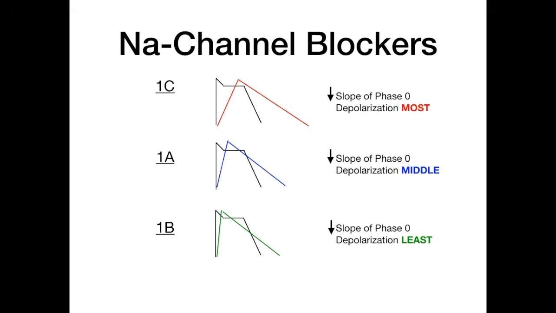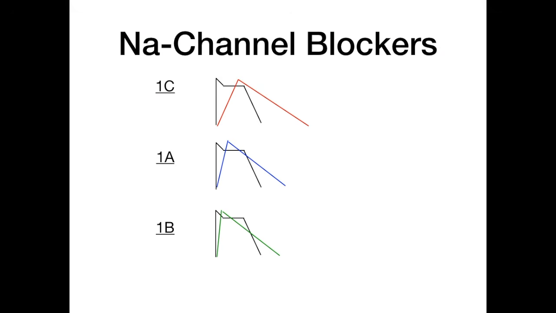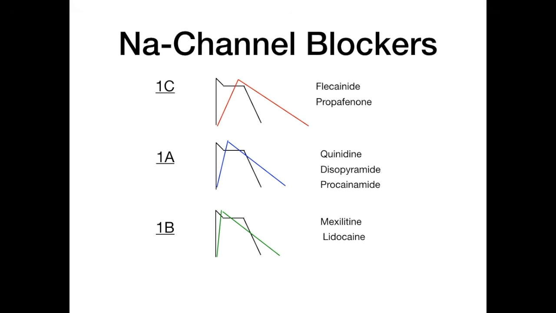So 1C will decrease that phase 0 slope the most, 1A will decrease that phase 0 slope the second most, and 1B will decrease that slope the least. So this is the first really, really high yield bit of information that you need to know when it comes to the sodium channel blockers. The next thing that you need to know are the actual different agents in these different classes, and I've put them on this slide here.